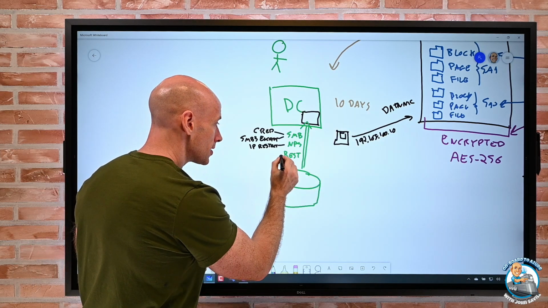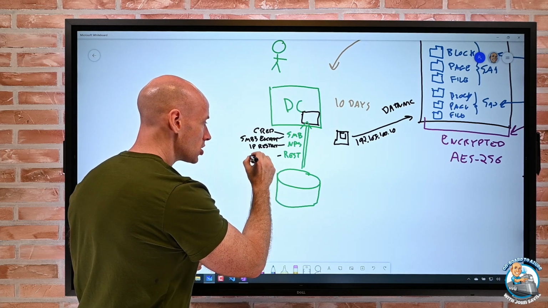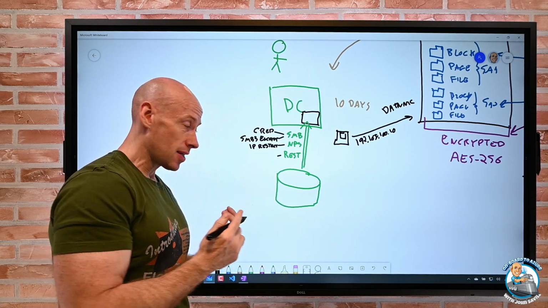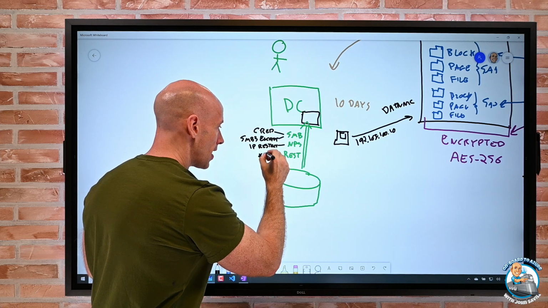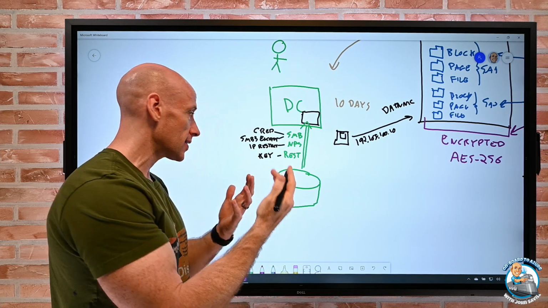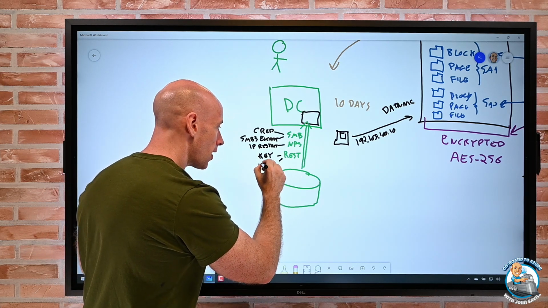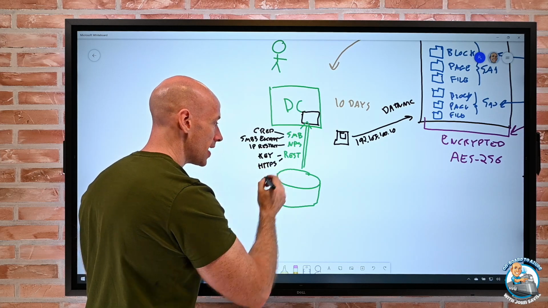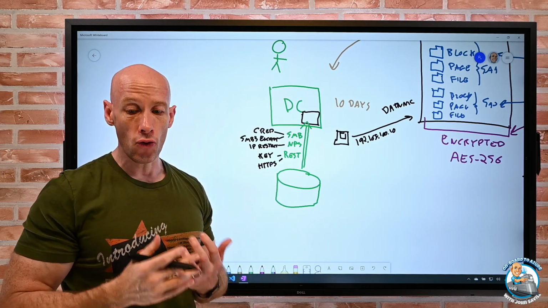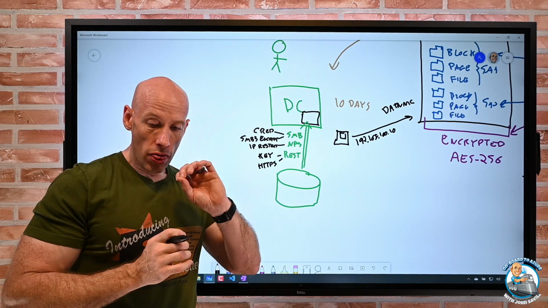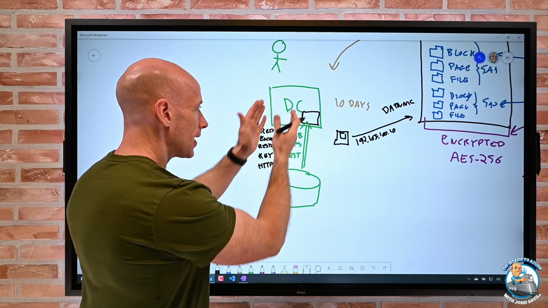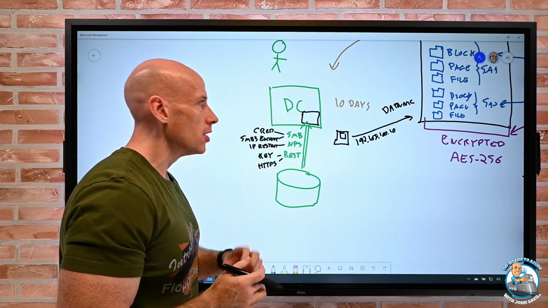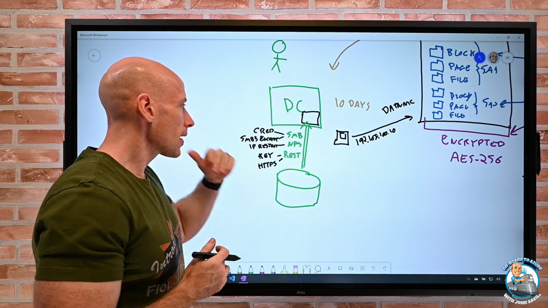If I use REST, there's an account key. Once again, I get that key from the portal and put it in as part of the REST connection. And through REST, I can opt to use HTTPS, so then it would be encrypted over the wire. So those are the ways I can copy data to the data box.